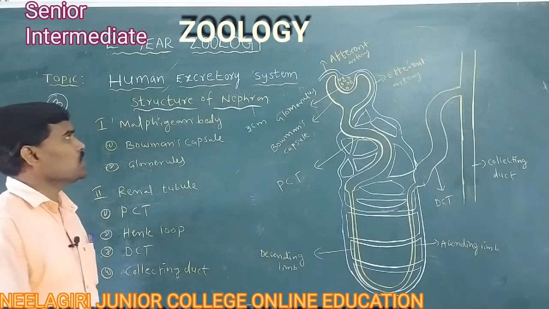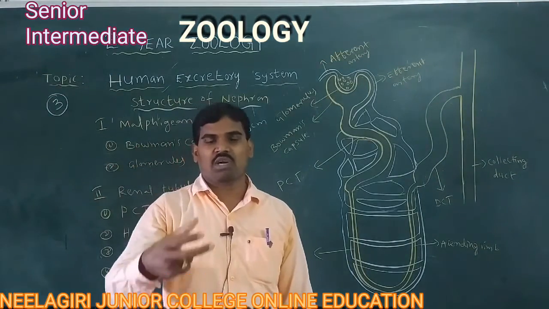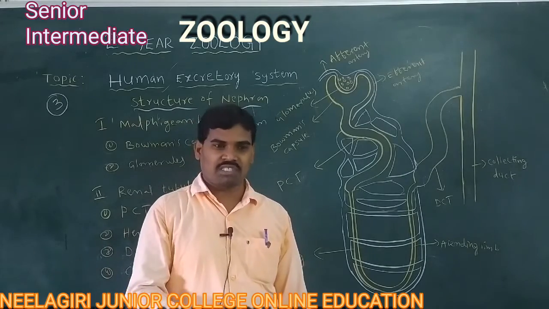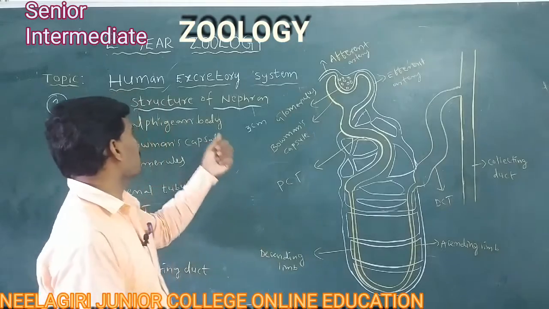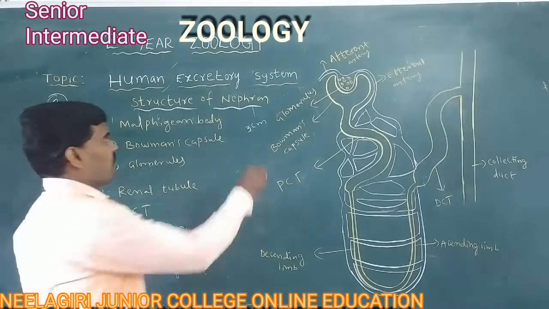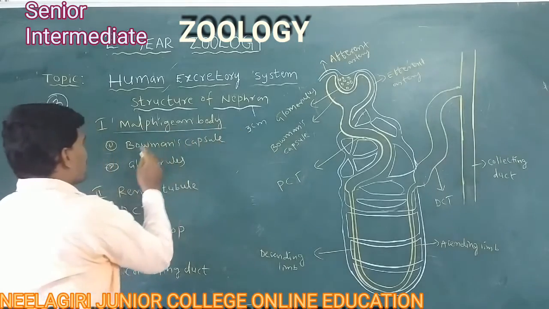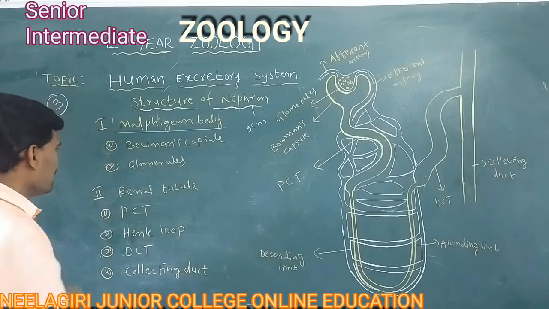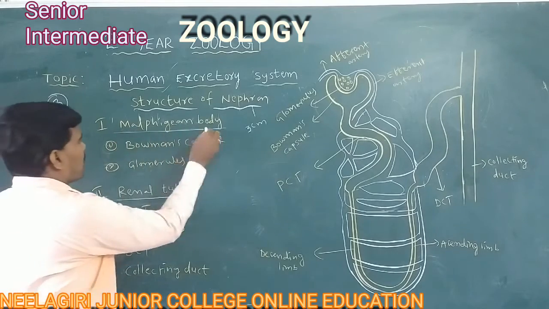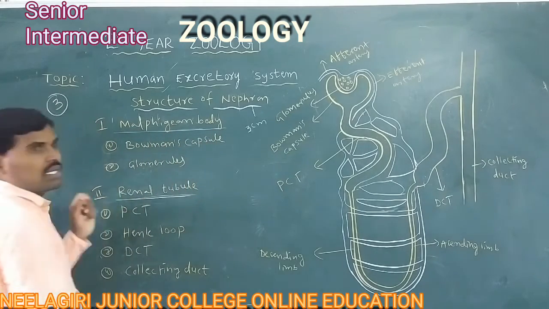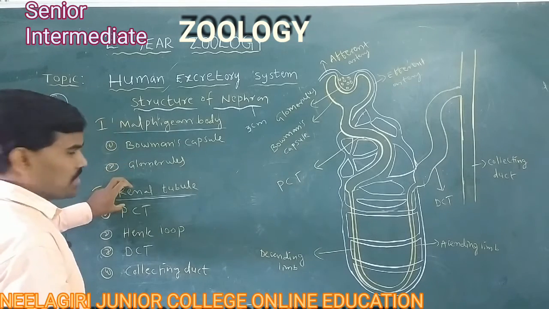The main use of nephrons is the filtration of blood, the separation of nitrogenous waste material. Nephrons consist of two parts: the first is the Malpighian body, the second is the renal tubule.